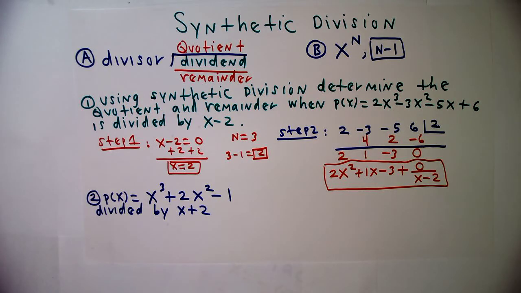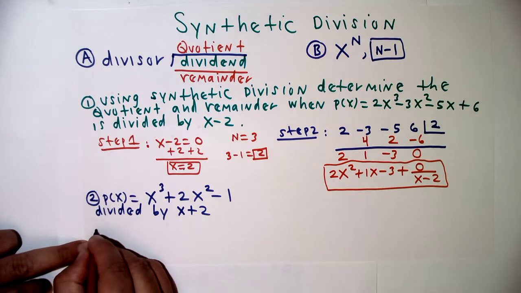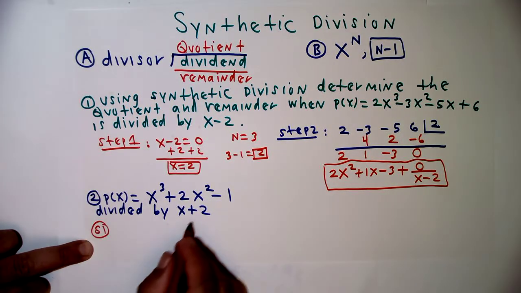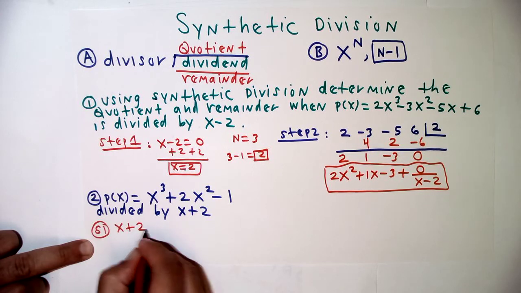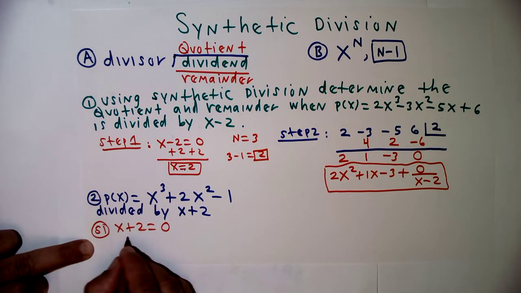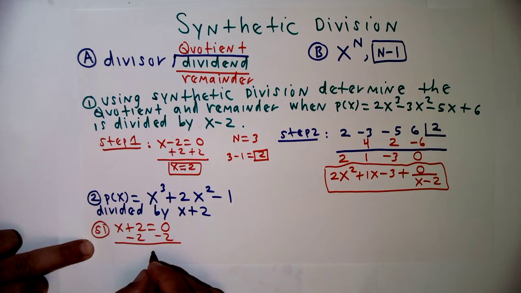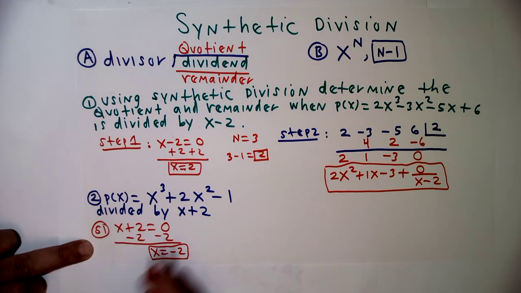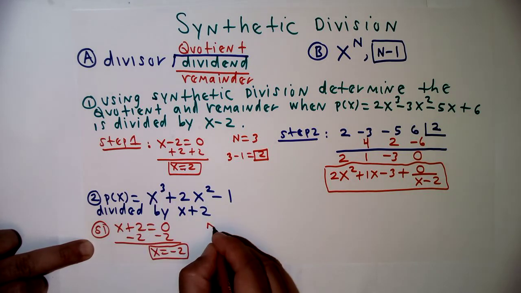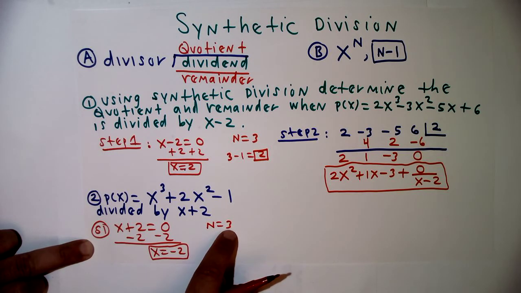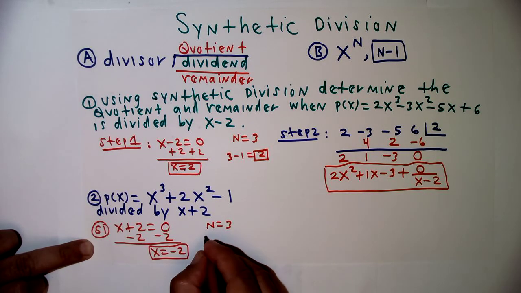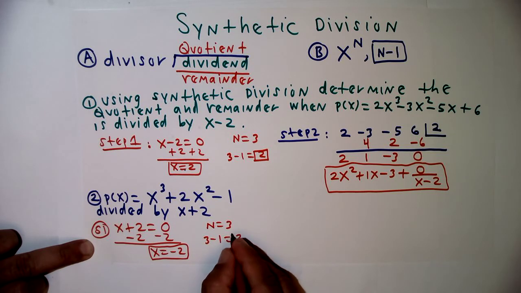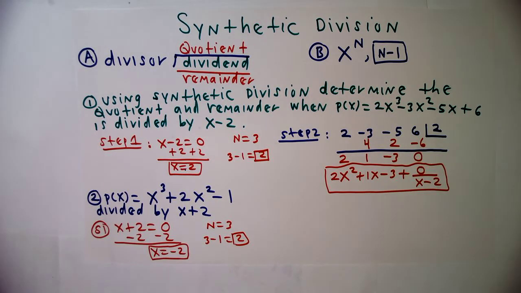So let's go to the next one using that same approach. Step 1: I'm going to take the divisor, which is x plus 2 equal to 0, and solve it. In here, I got -2 this time, just like how I did before. This one is the same type. What is the highest degree here? n equals 3 here. So what are you going to do to the power? You're going to subtract 1. So 3 minus 1 equals 2, because we will go back to that to finish the example later on.